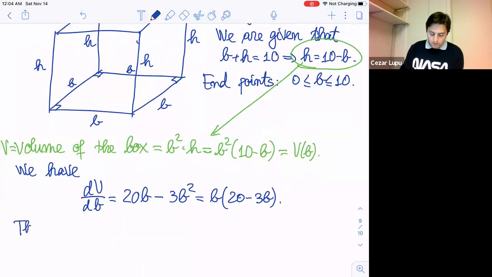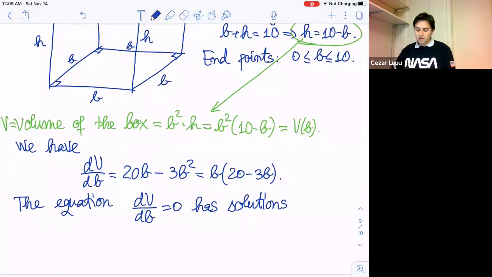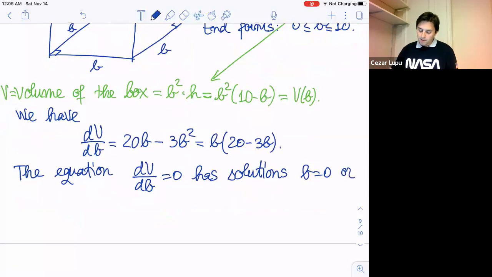So the equation v prime of b equals 0 has solutions. And you'll see this will have two solutions: b equals 0 or b equals 20 over 3. And we have to retain these values.